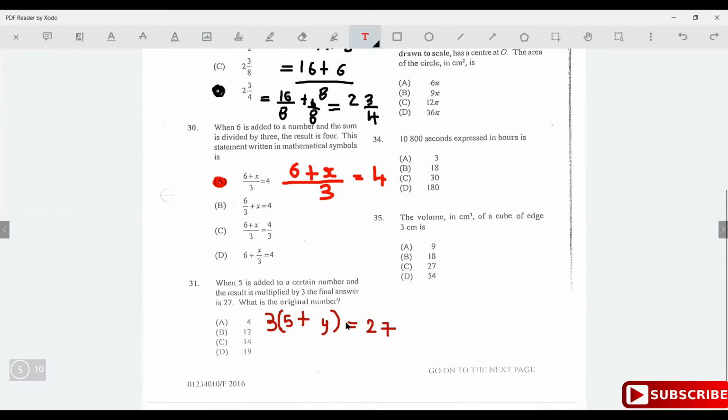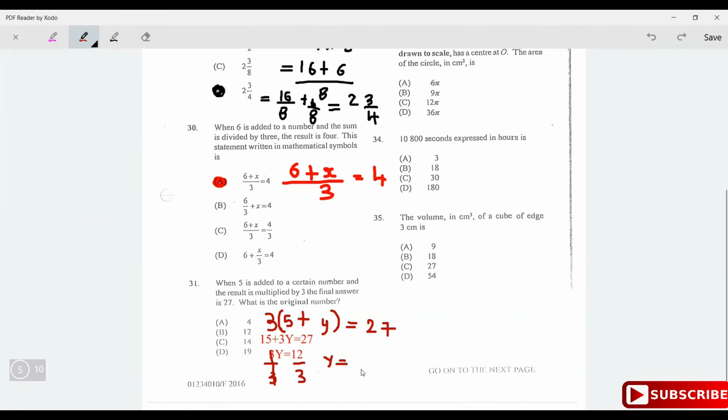If you expand the bracket, 3 times 5 is 15, plus 3y, equals 27. Subtract 15 from both sides to get 3y equals 27 minus 15, which is 12. Then you divide both sides by 3, and you get y equals 12 over 3, which is 4. So the original number was 4.